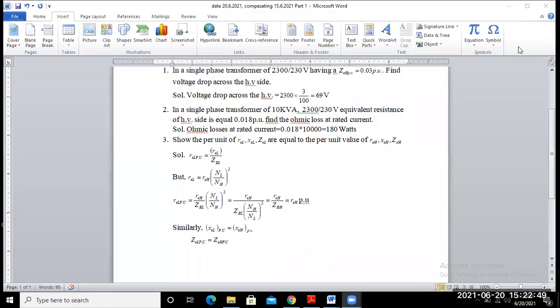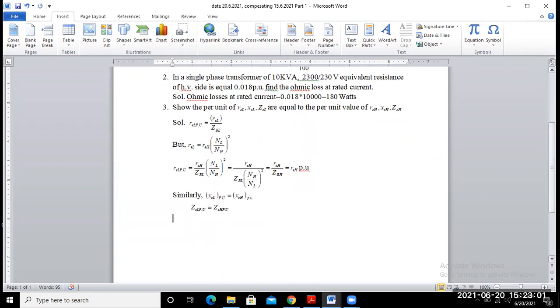Okay, so let's continue our discussion. We solved a problem on the per unit system, and we will try to solve a few more problems on the per unit system. So let me first share the screen. Up to this problem, we have already explained it.